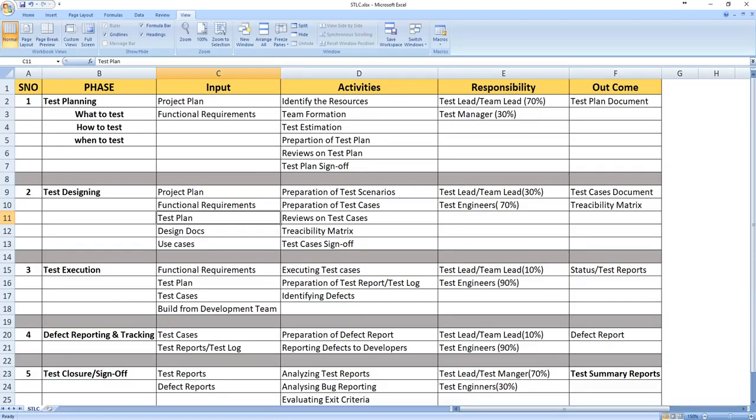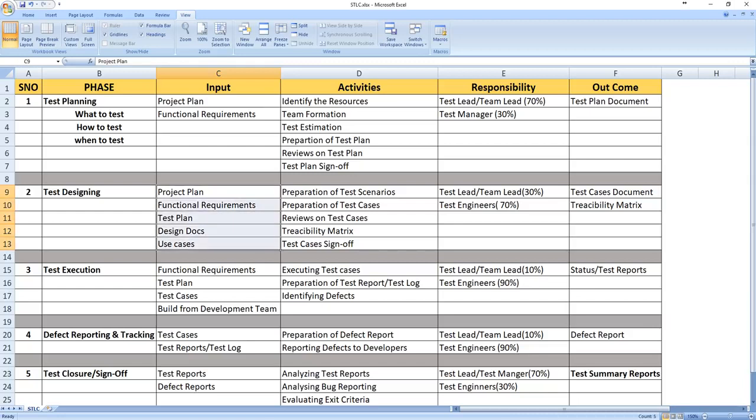Okay, so we are going to discuss all these things in detail again. Okay, what is use case, how the test plan will be prepared, what is the function requirement specification, all these things we will discuss going further, very detailed. So here these are the input documents we require during test designing phase.